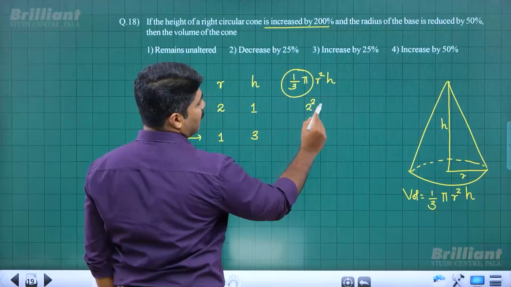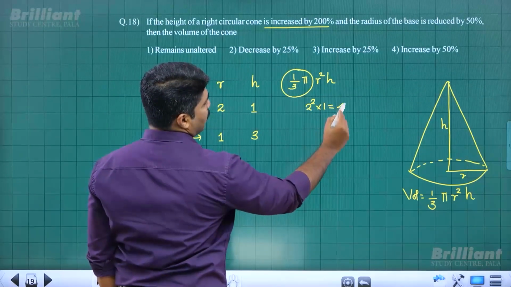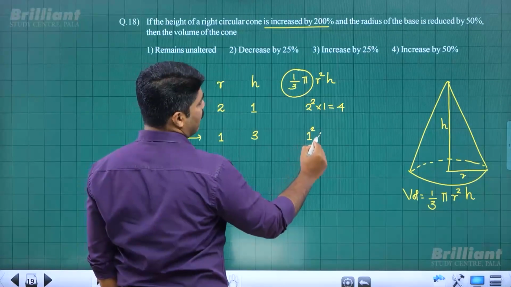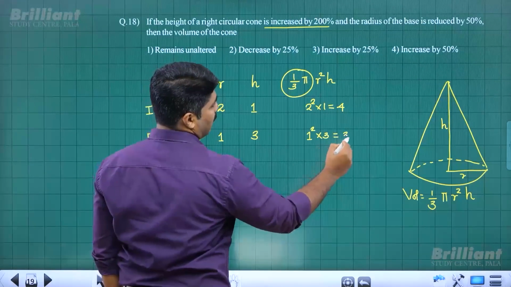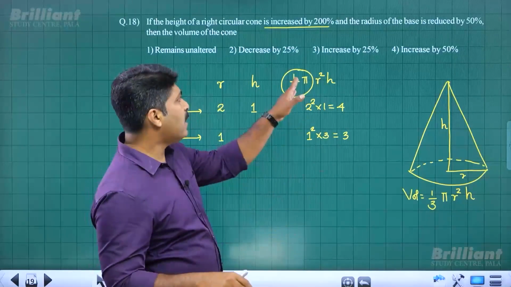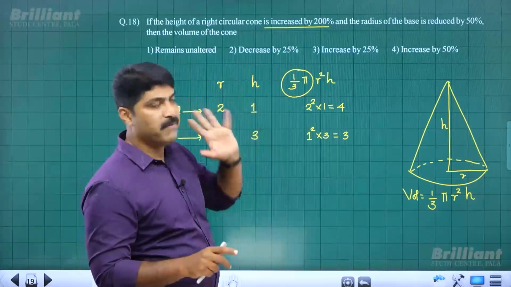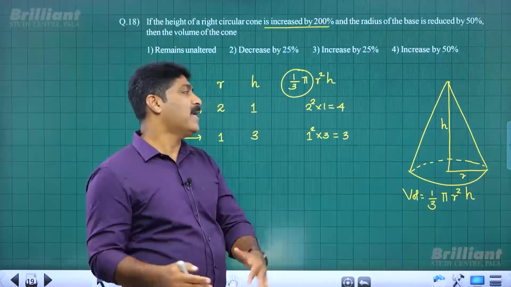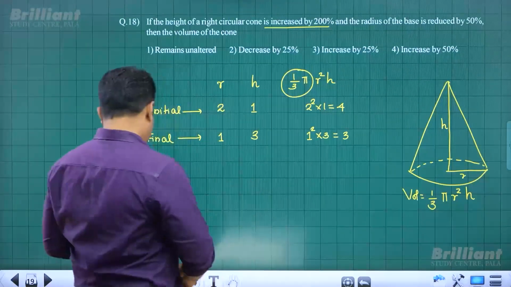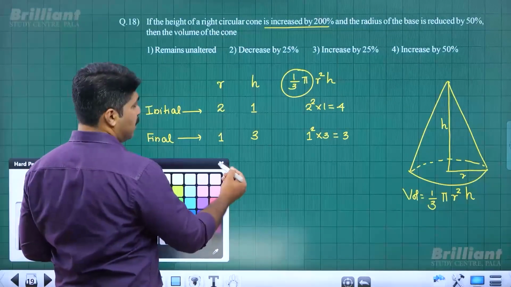This is 2 square into 1, which is equal to 4. Here, what is this r square h? This is 1 square into 3, which is 3. So for considering the percentage variation, we can avoid this ratio, meaning constant values. This 1 by 3 pi is commonly applicable on these two values. From here, we have to catch what is the variation in volume.